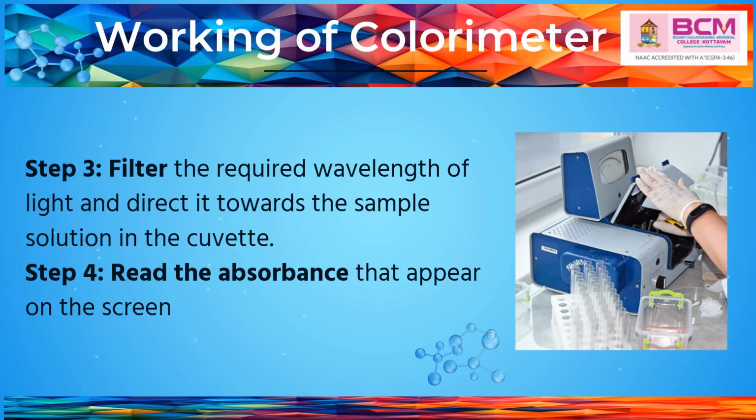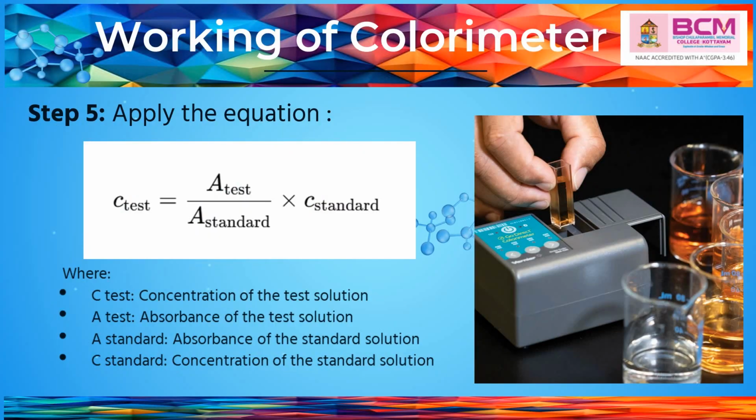Step 3. Filter the required wavelength of light and direct it towards the sample solution in the cuvette. Step 4. Read the absorbance that appears on the screen. Now let's apply the equation. Concentration of the test is equal to absorbance of test divided by absorbance of standard, which is multiplied with concentration of standard.